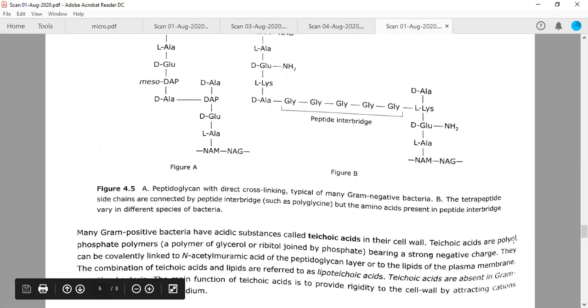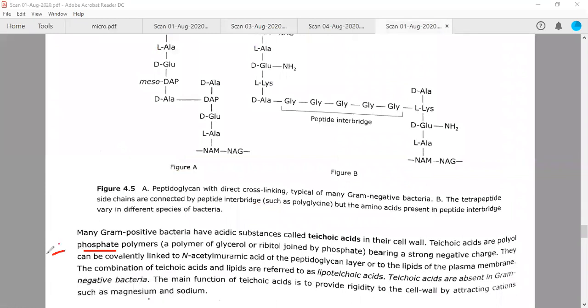Teichoic acids are polyol. What is polyol? This OL is actually for hydroxy group, having multiple OH groups. It is a phosphate polymer, so it also has phosphate, and due to this phosphate, it has a negative charge. So why is this called polyol? It has OH groups, which means it is either glycerol or ribitol. These are also sugars, and they also have attached phosphate groups. This is a polymer of glycerol or ribitol with attached phosphate groups.